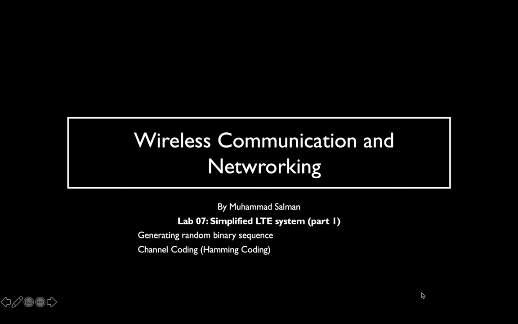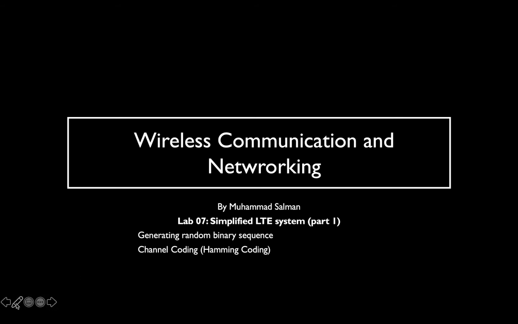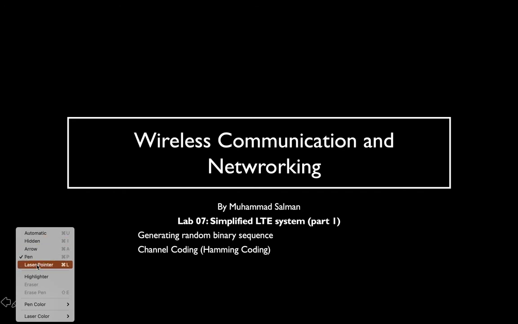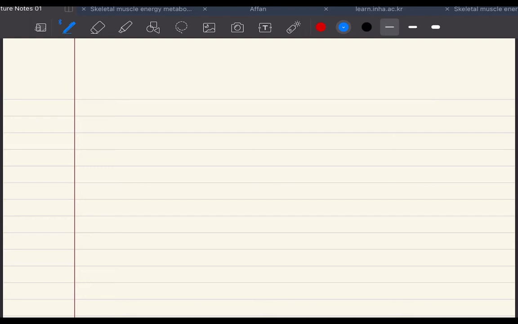So in lab 7 we are starting a new lab, and this one is not the end-to-end communication system. This one is the simplified LTE system. The first part contains the random binary sequence generation and then the channel encoding. So we are going block by block, and we are trying to understand how the simplified LTE system works. Let me begin with the basics of LTE.